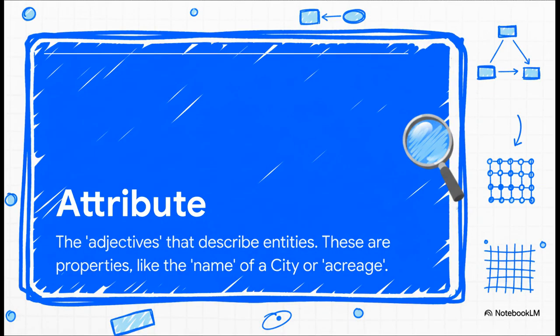And finally, to really flesh things out and add all the necessary detail, we have attributes. Think of these as the adjectives that describe our nouns and verbs. They're the specific properties, like the name of a city, its population, or maybe the acreage of a county. Nouns, verbs, adjectives. That's the core of it.